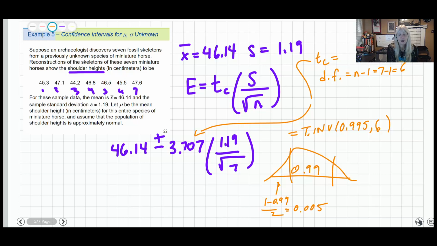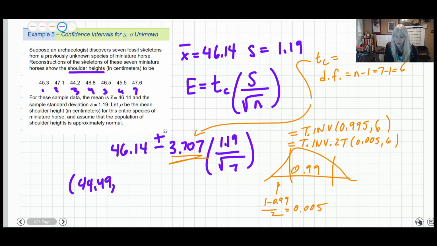I will mention the newer Excel actually has the INV 2-tail. And in this case, you put that 0.005 and 6, and you'll get that same value. And so if you throw this in a calculator and you work it out, in this example, I got 44.49 for the low and 47.82 for the upper interval, which should make sense, right?